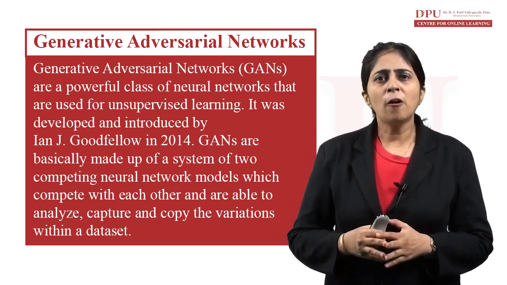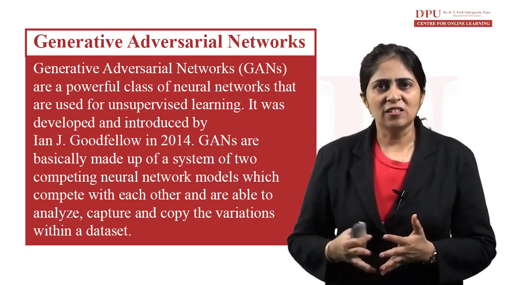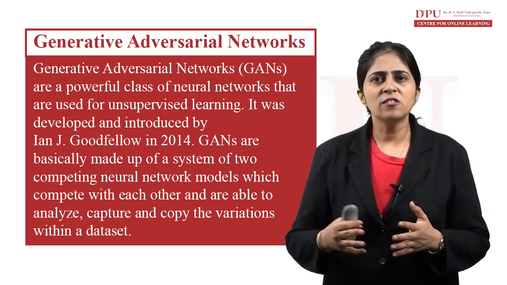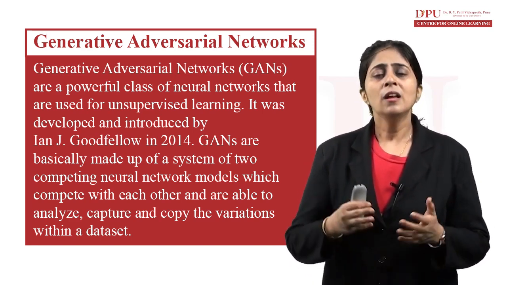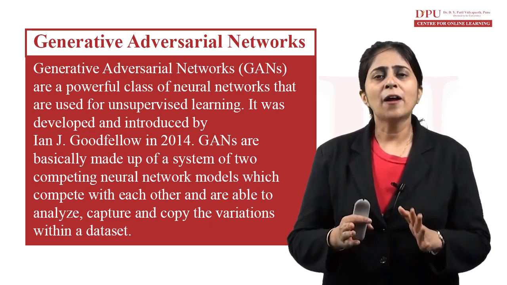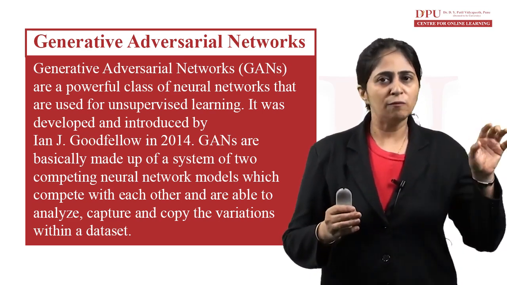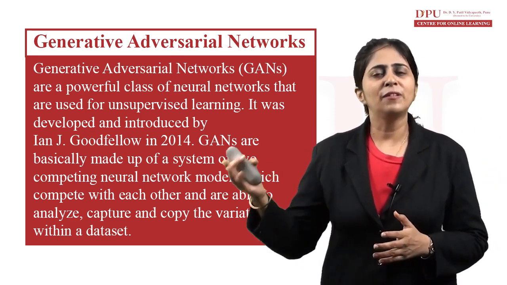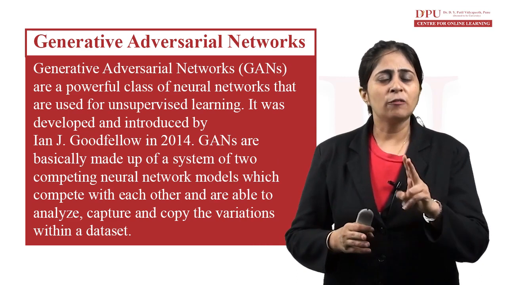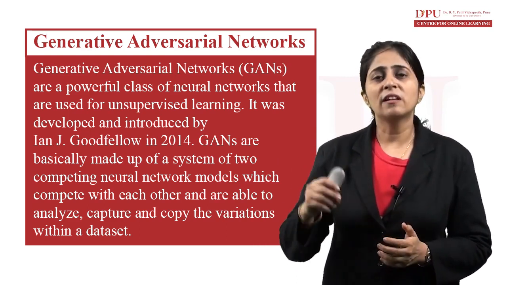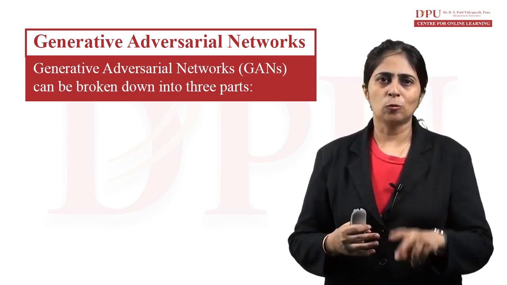They are basically made up of a system of two competing neural network models which compete with each other, and we are able to analyze, capture and copy a variation within a data set. Basically what happens in this? We have two competing neural networks. Till now we were talking about a neural network in which we feed our data, computation takes place and we receive our output. But in case of GAN, we have two neural networks which are competing with each other to generate the best output.